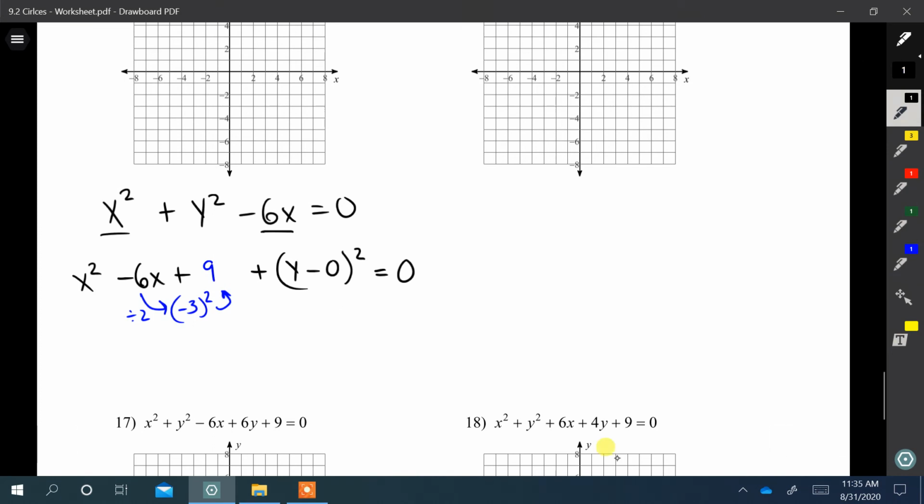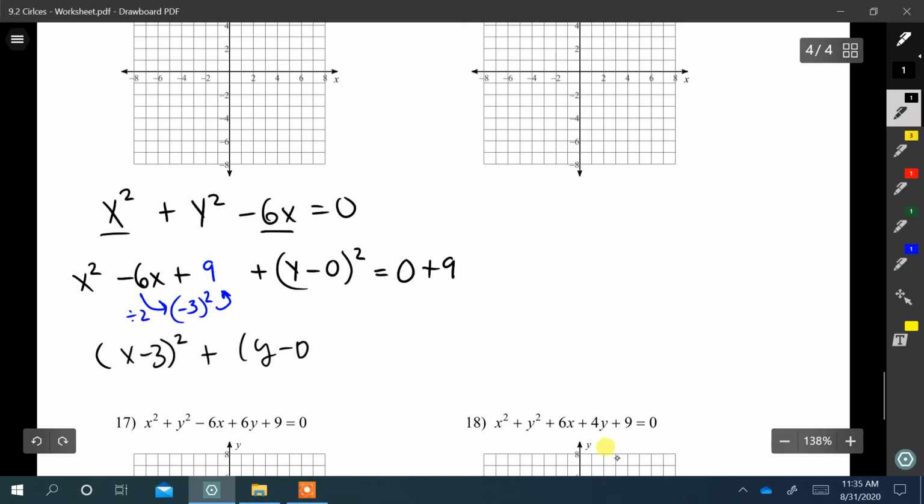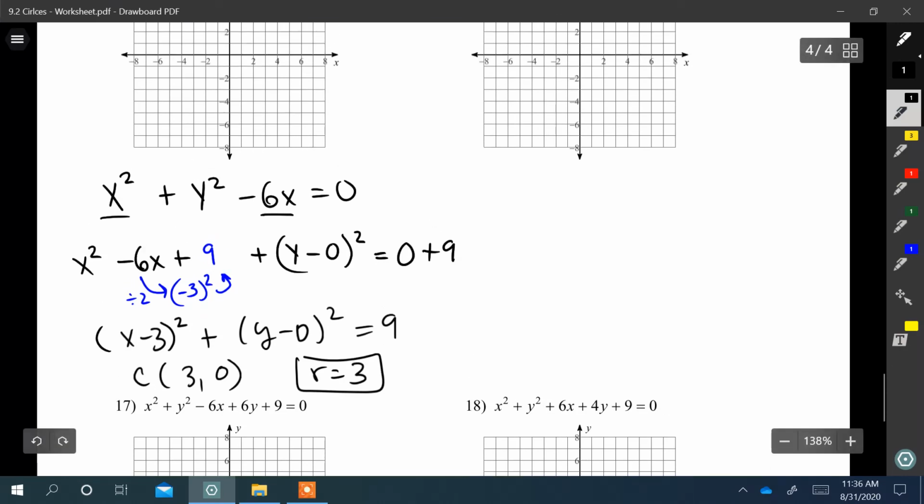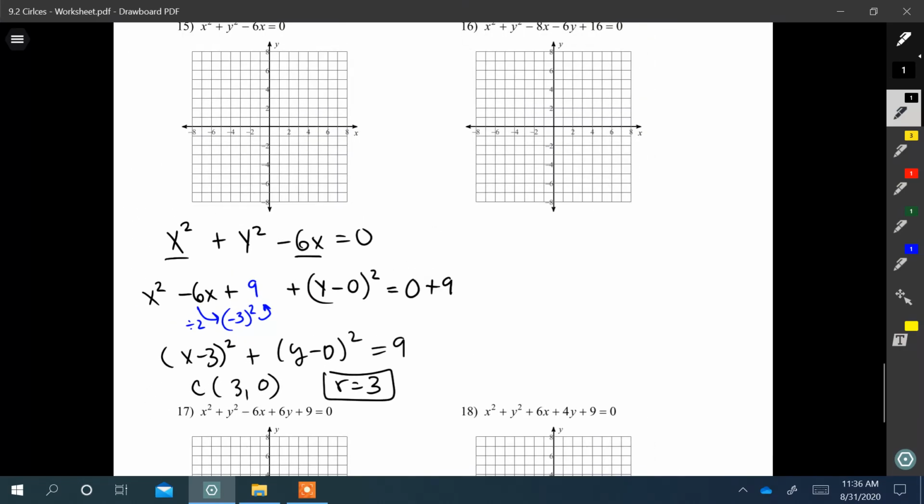So now, how do I rewrite this? Now I'm going to add 9 right there. Now it's going to be x minus 3 squared plus y minus 0 squared is equal to 9. So the center for this will be 3, and then we have 0 for y, and then the radius will be 3, not 9, 3. Why? Because it's 3 squared. The square root of 9 is 3. So we're going to go to the center, which is 3, 0.